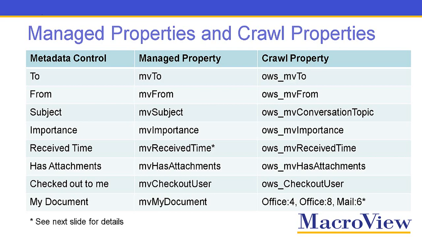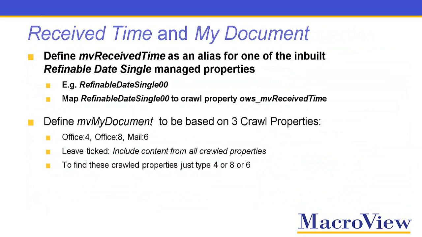Note that receive time and my document are special cases. Receive time is to be defined as an alias for one of the inbuilt refinable date single managed properties, for example, refinable date single 00, and we're going to map that refinable property to the crawl property OWS MV receive time.